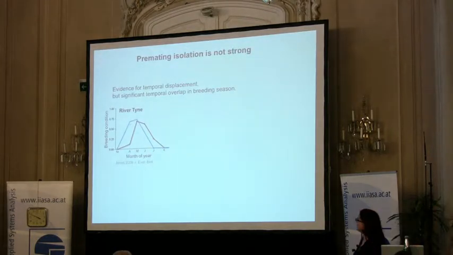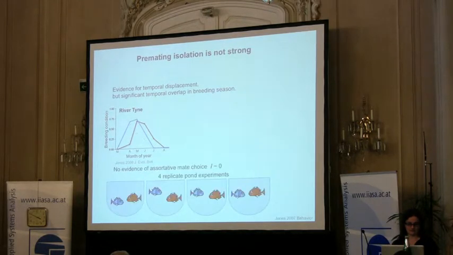We do have some evidence initially for, in the sites of sympatry, there is temporal displacement in breeding. So the blue line here represents the peak of the breeding season for freshwater fish. The red line represents the breeding season for marine fish. So they are slightly displaced, but you can see that there's at least 3 months of overlap where these forms in sympatry have the opportunity to hybridize. So although there is displacement, it's not complete.